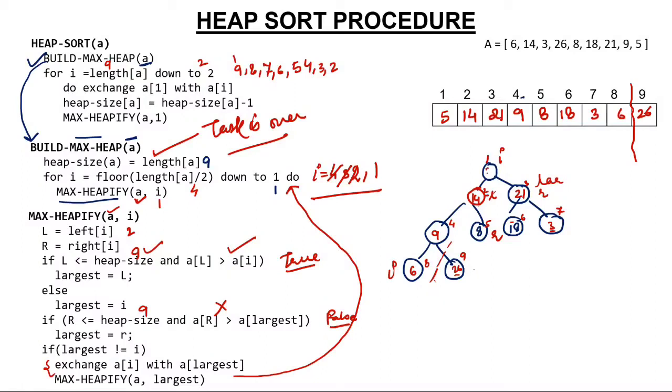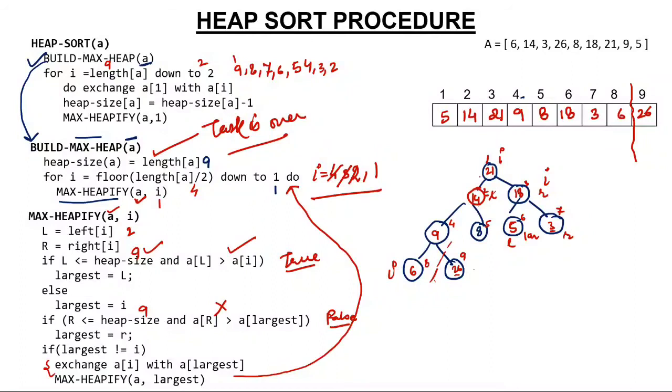21 will come here, 5 will come here, again this will become I, and again you will compare with the 3 elements. Which one is largest? This one is largest, because this will become L, this will become R. You will again exchange. 18 will come here, and the element which you exchanged, I think it was 3, no, it was 5. Yeah, 5 will come here. Fine. So on calling MaxHeapify, my tree is now a max heap.